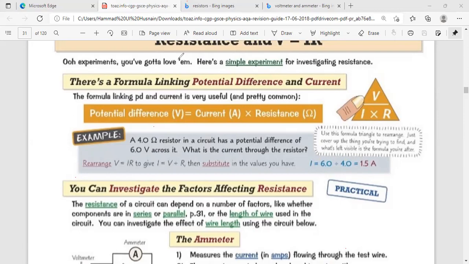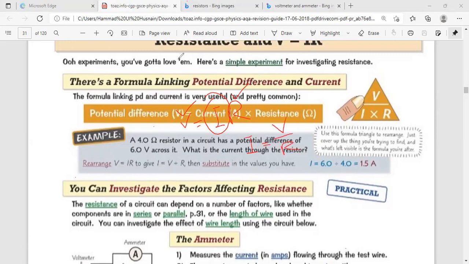There is a simple example given: a 4 ohm resistor is connected in a circuit. It has a potential difference of 6 volts across it. What is the current flowing through the circuit? We had V is equal to IR. The value of potential difference is given, the value of resistor is given, and we need to find the value of current. We will just rearrange this formula: I is equal to V by R.